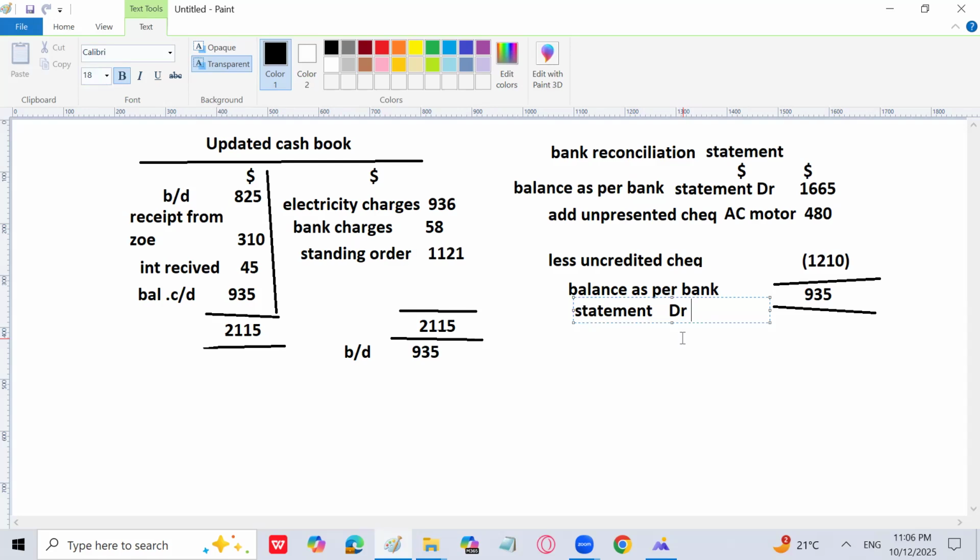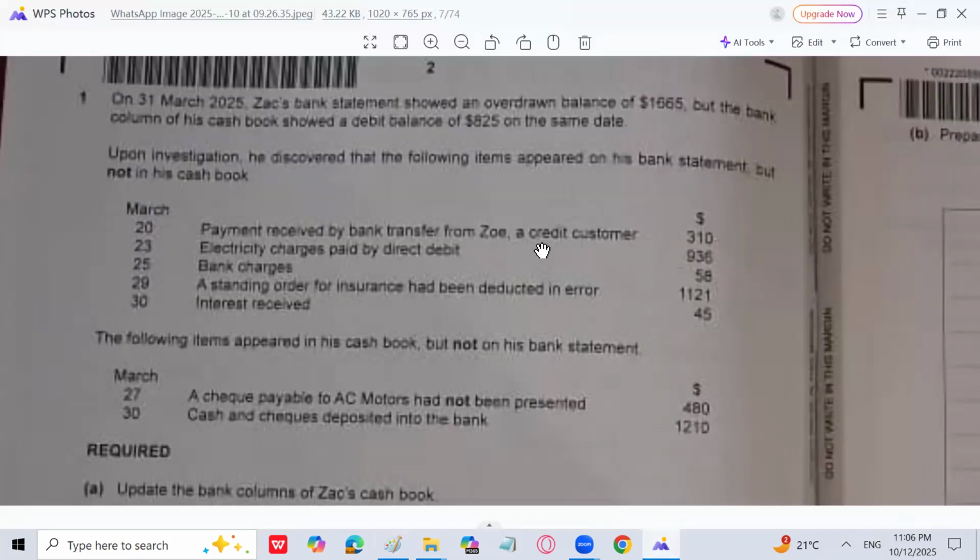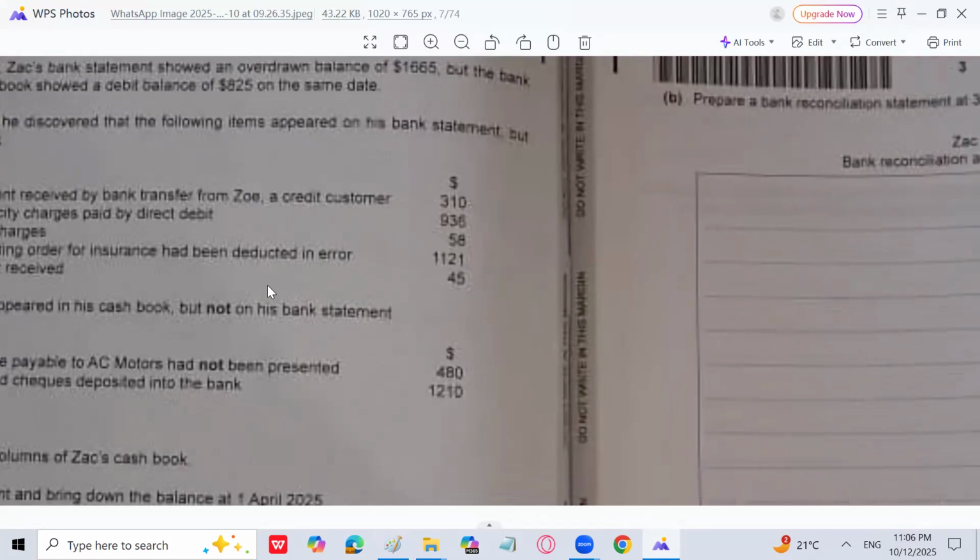That is even fine, because for both things, either we will write it as cash book credit balance, or we will write it as bank statement debit balance. Both the things have the same meaning. Okay, so this is how we are done with this question.